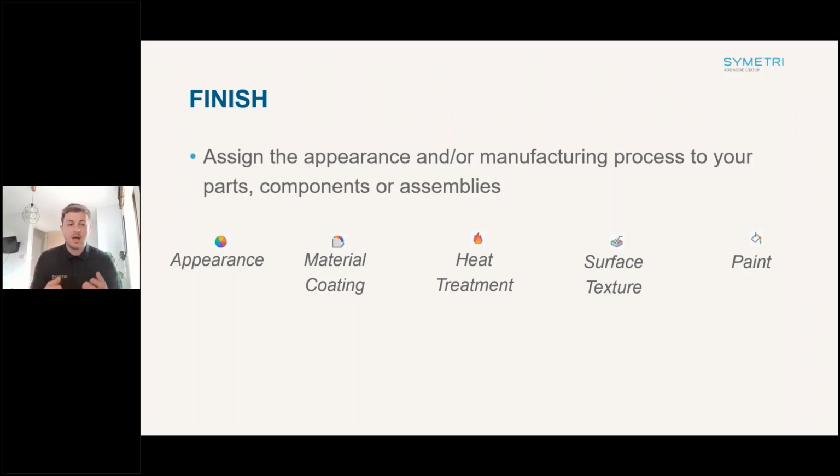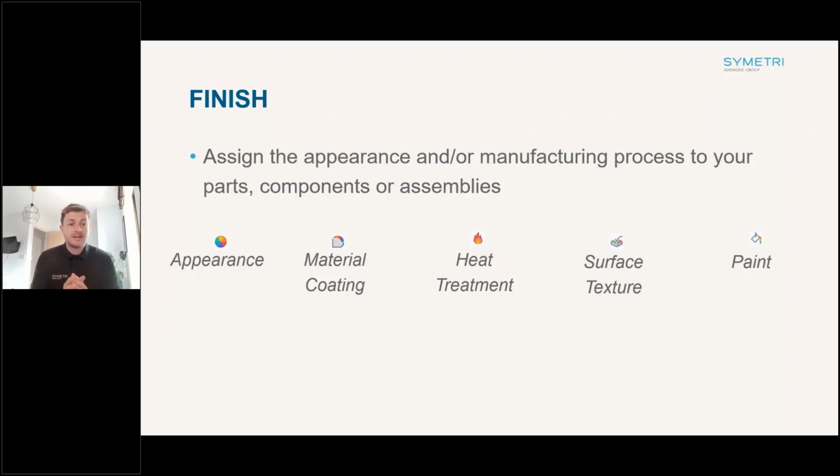We've then got some of our other categories that they've defined manufacturing processes into. So the first one is material coating. So this could be something like your zinc coating. We've got heat treatments, maybe something for like case hardening or annealing. We've got surface texture. This can be things like for grinding or polishing. And then we've got paint.